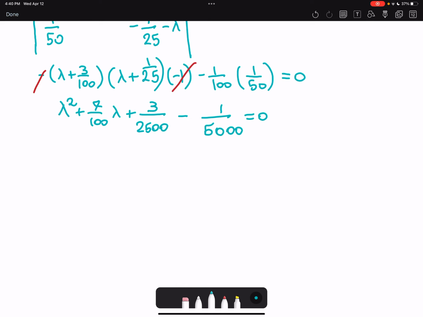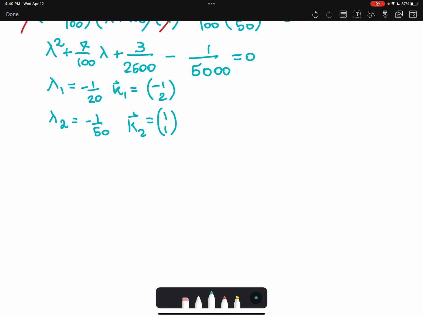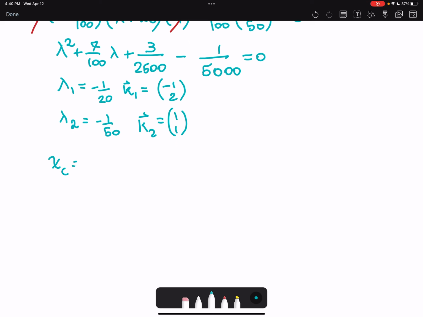Now, if you actually put this in MATLAB, you'll get two different values. You get lambda 1 is equal to negative 1 over 20, and lambda 2 is equal to negative 1 over 50, with associated eigenvectors, and you can use the Jordan to find these, of negative 1, 2, and of 1, 1.